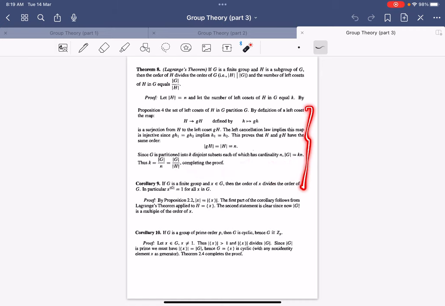So I hope the proof is straightforward. You can read it again and leave any comments in the comment section if you don't understand.